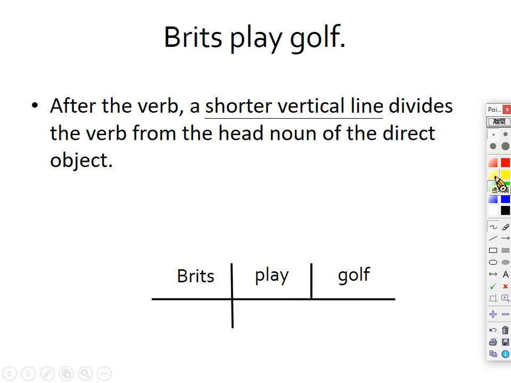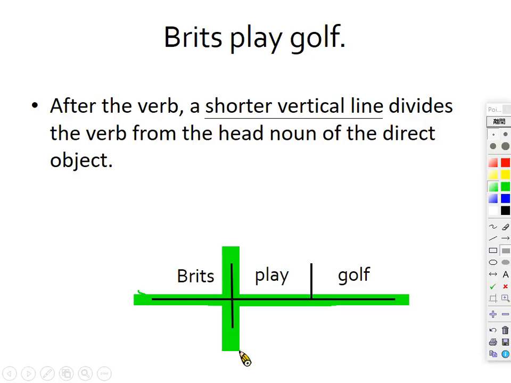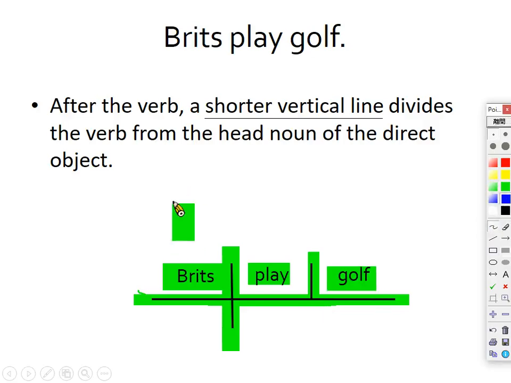Other than a vertical line getting through the main line, here, let's see. We have a main line here, right? This is the main line. And we have a vertical line going through the main line to divide subject and verb. And we also have a shorter vertical line to divide verb and object. This is object. So we have a subject here, right? And this is a transitive verb. And we have an object here.